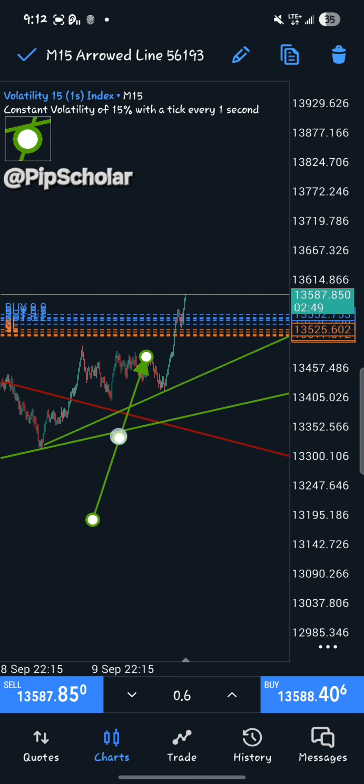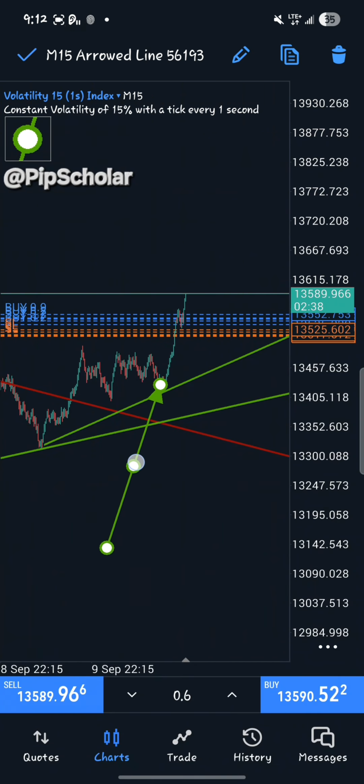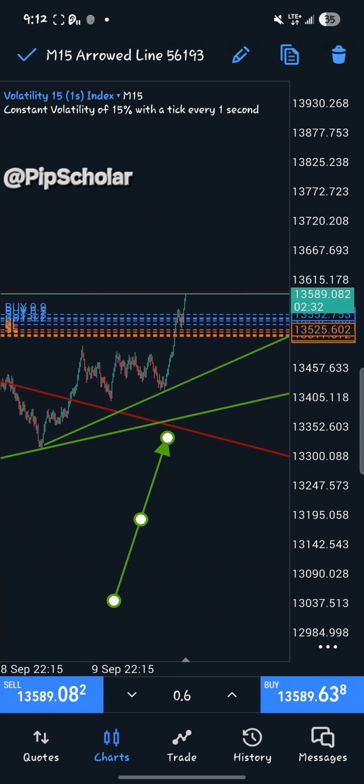As you can see here, 1, 2, 3, 4. If you go to the lower time frame, you will see this W pattern very well. These are strong confirmations that this market will continue to move up, maybe for a long time. So that is how I got this trade.